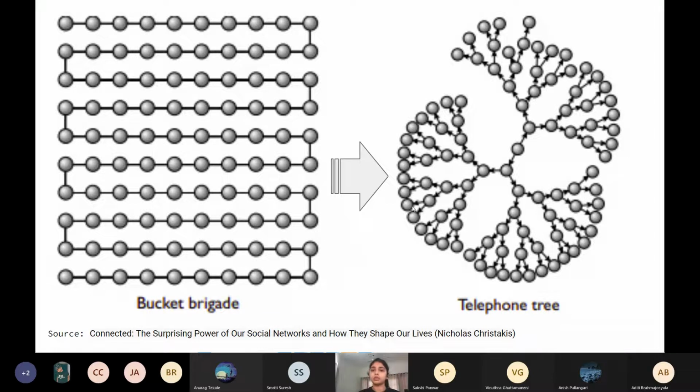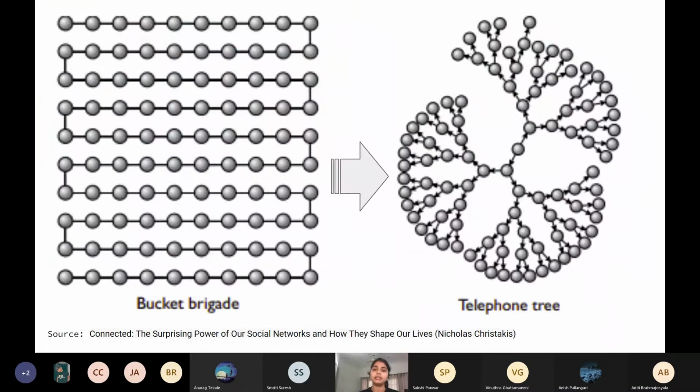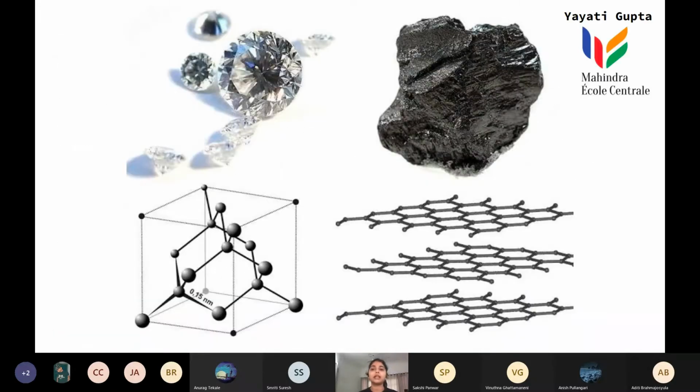All right. So the network on the right hand side is the telephone tree network I was talking about. And on the left you have this bucket brigade network. Any queries? Does anyone want me to repeat something? So let's move on. Yes. So the idea here is you see these are the nodes, and you change the connections and the picture entirely changes. So it's just an analogy for that.